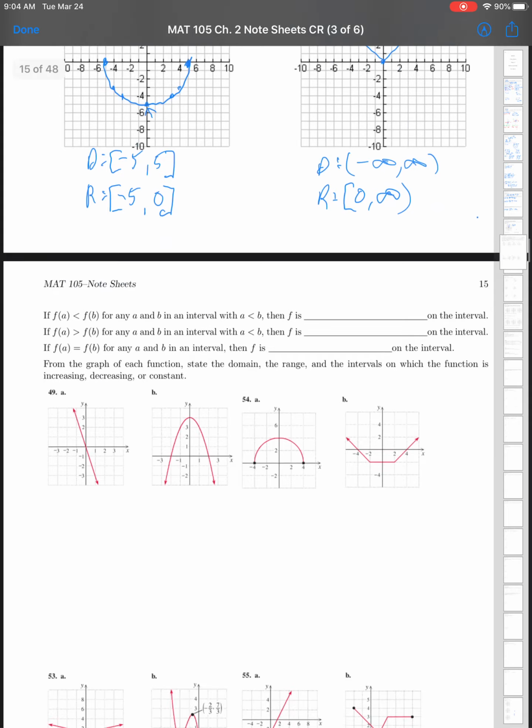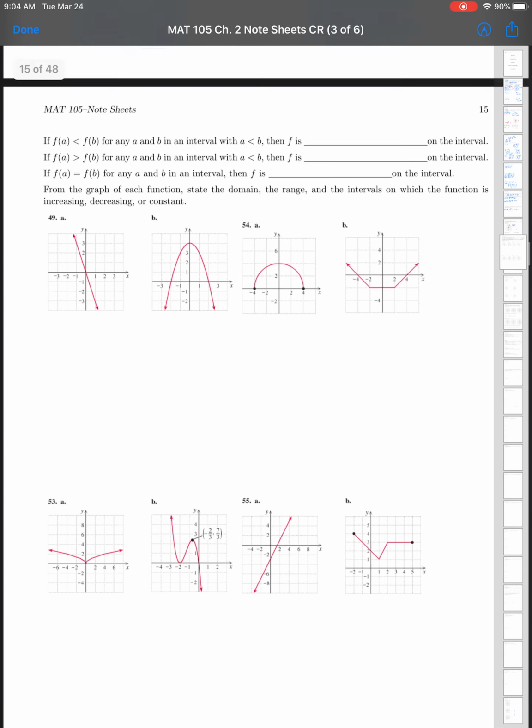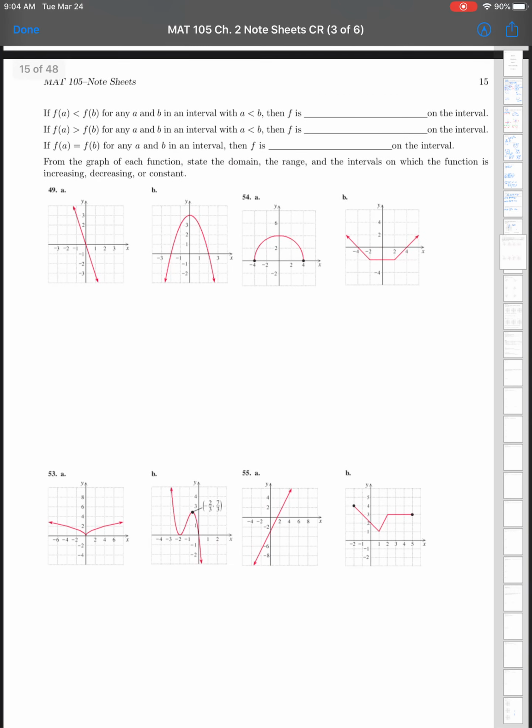So those are some fairly common graphs that we're going to see throughout the rest of this class. So we've talked about domain and range now, but the other thing we could talk about is whether or not the graph is going up or down in that domain. So that brings us to a few new ideas, which are the idea of increasing, decreasing, or constant.